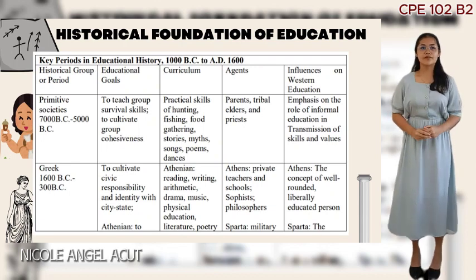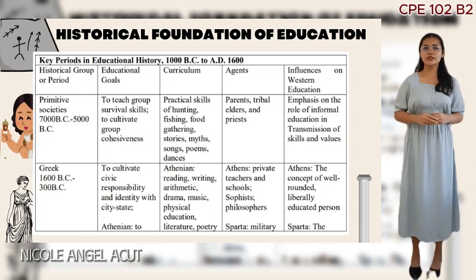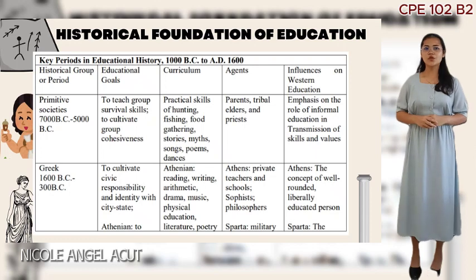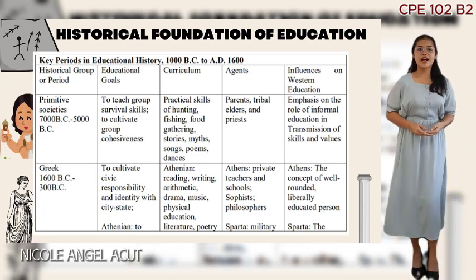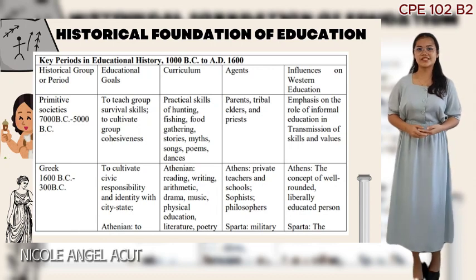For the Greek historical group or period, 1600 BC up to 300 BC. Educational goals: to cultivate civic responsibility and identity with the city-state. Athenian, to develop a well-rounded person. Spartan, to develop soldiers and military leaders. Curriculum: Athenian, reading, writing, arithmetic, drama, music, physical education, literature, and poetry. For the Spartans, drill, military songs, and tactics.